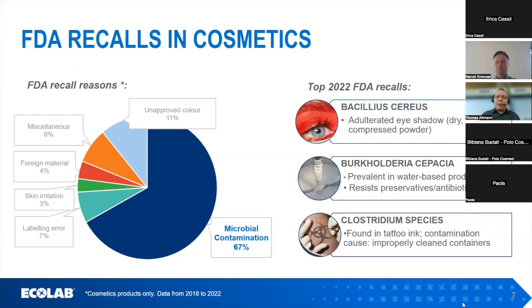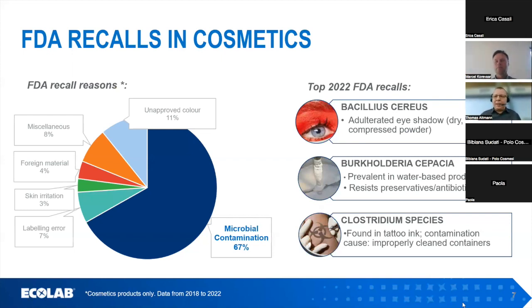And based on that, you can see other reasons, like unapproved color, which would be a classical carryover of product residues into the next product, or even that you find foreign material, which is really seldom. But if you look at the top FDA recalls in 2022, they were related to, for example, Bacillus cereus, which was seen in a dry compressed powder applied to the eye. So that was really irritating the eyes.